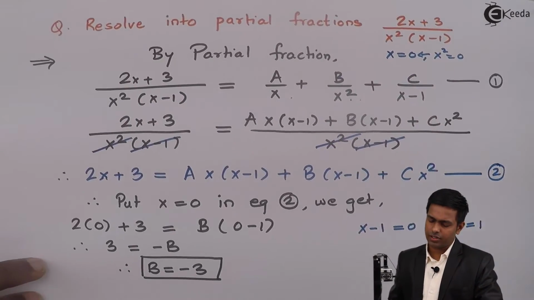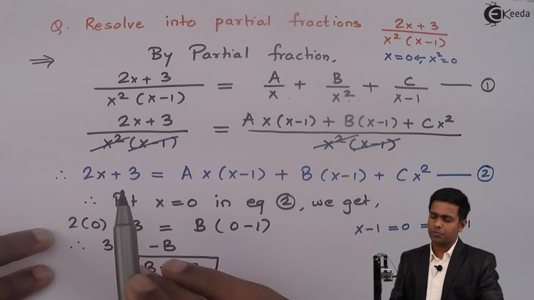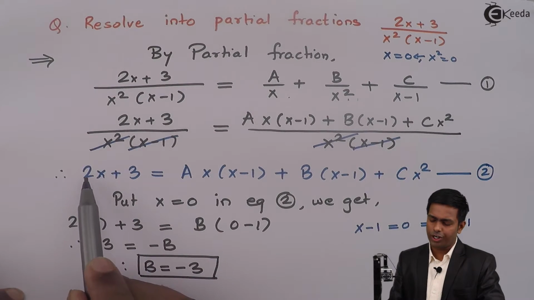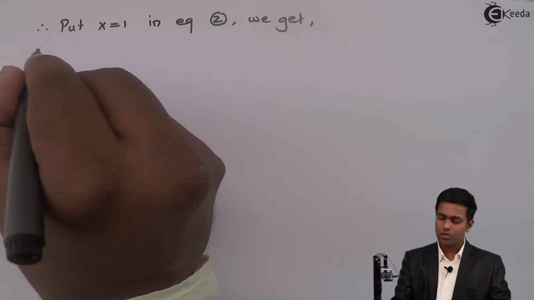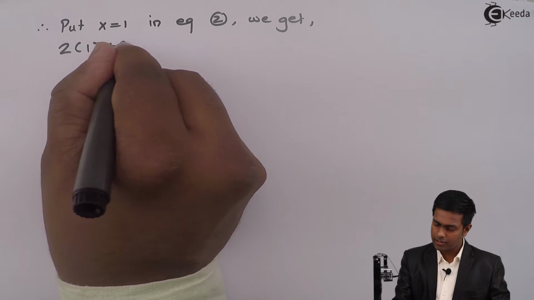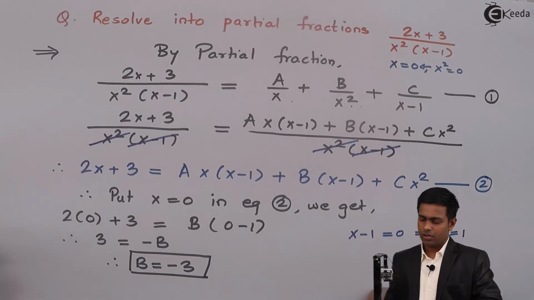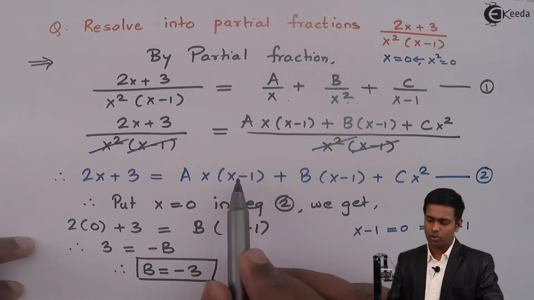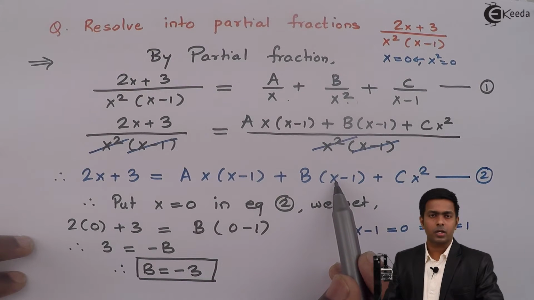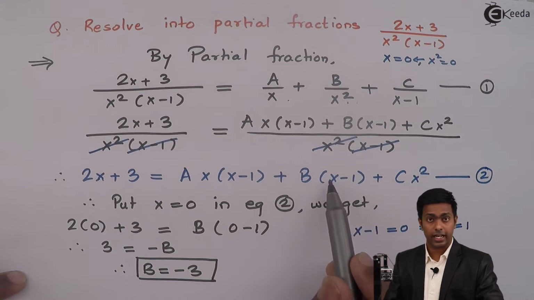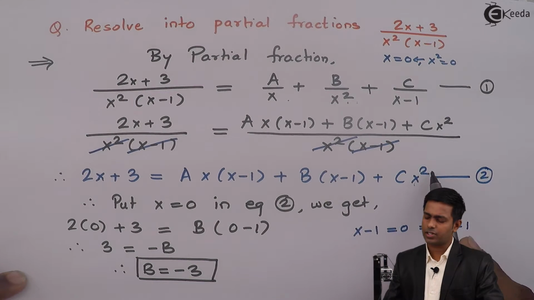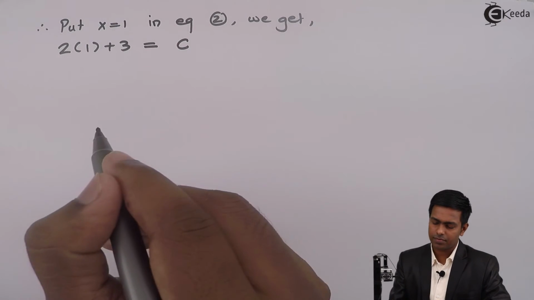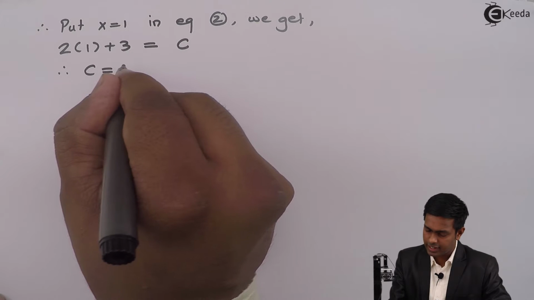we will get, so the equation number 2 is 2x plus 3, and we are substituting x as 1. So this will become 2 into 1 plus 3 equal to, here by substituting x as 1, 1 minus 1 will become 0, hence the first term is 0. Here substituting x as 1, we will get 1 minus 1 is 0, so the second term is also 0, and here we will get 1 square, which is 1. So 1 into c is c, so it is equal to c. Therefore we will get c equal to 5.